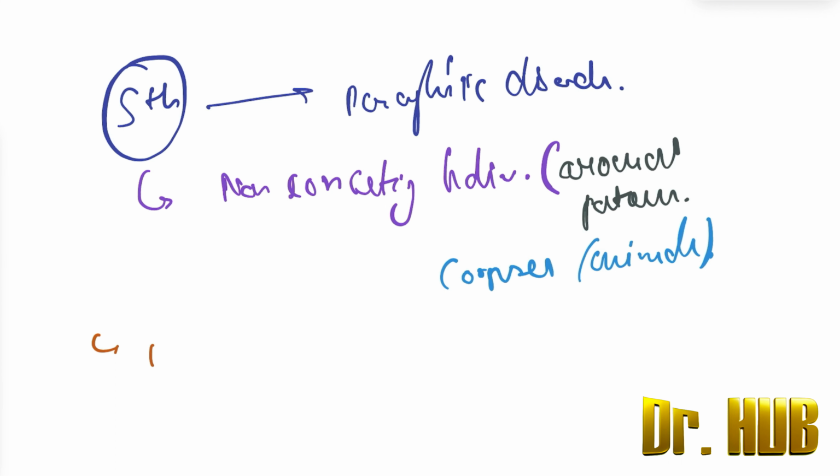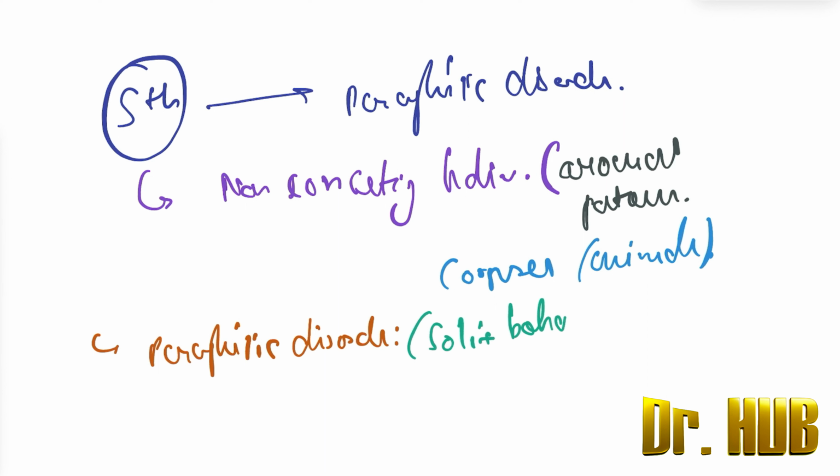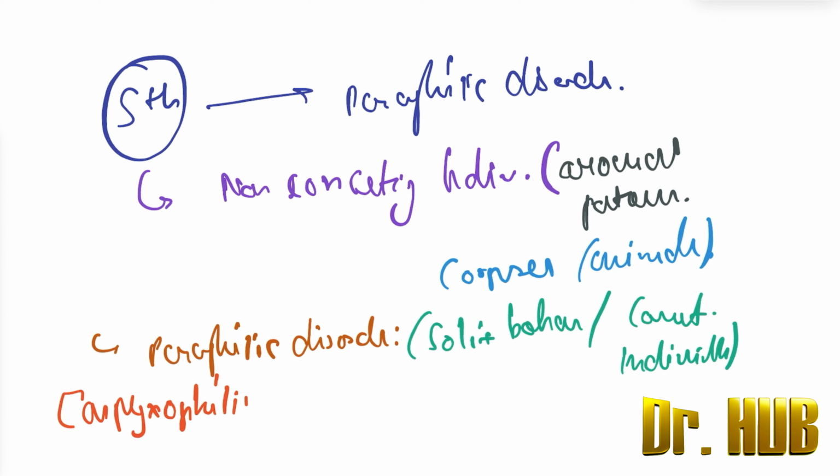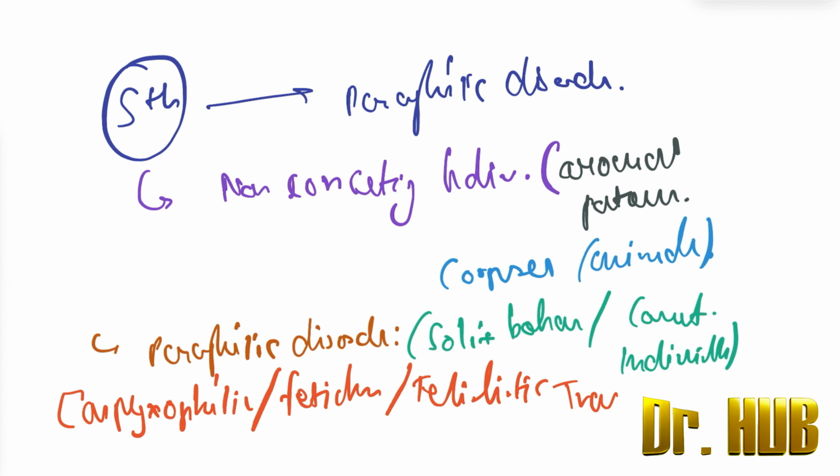Next, there are the paraphilic disorders involving solitary behavior or consenting individuals. So it involves solitary behavior or consenting individuals. The examples here are asphyxophilia, fetishism, as well as fetishistic transvestism.